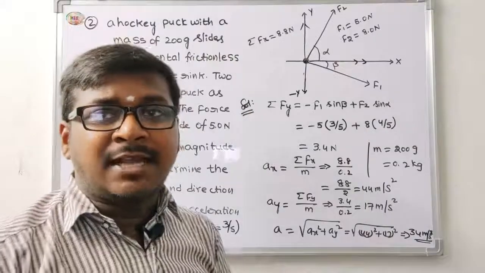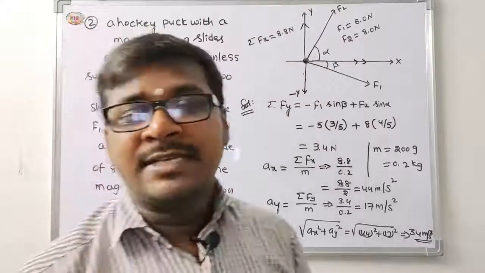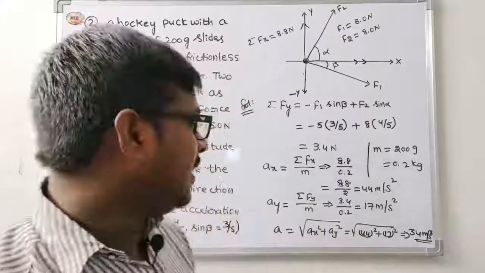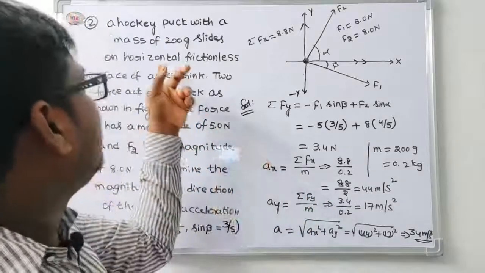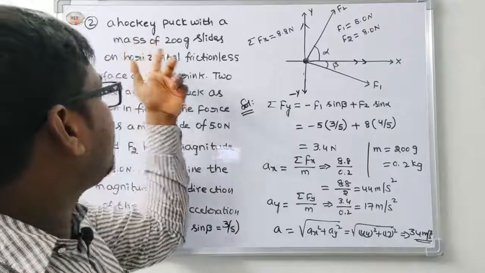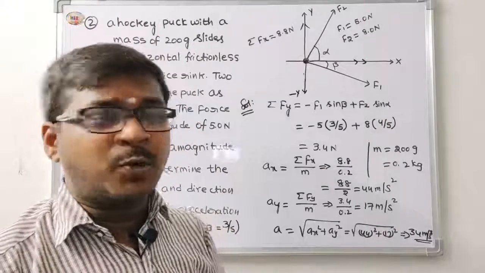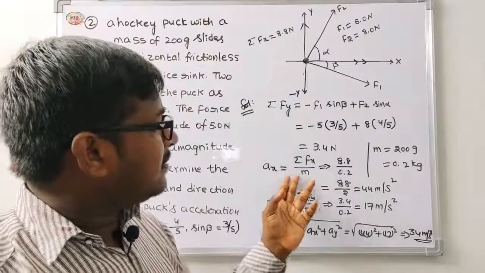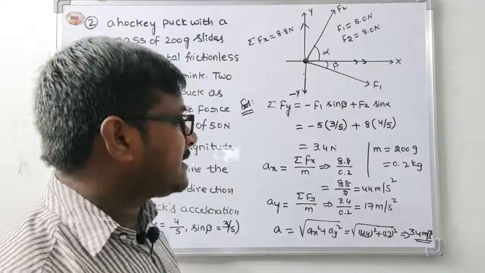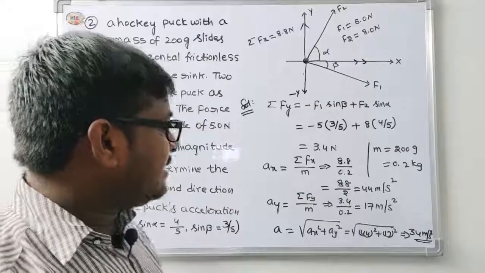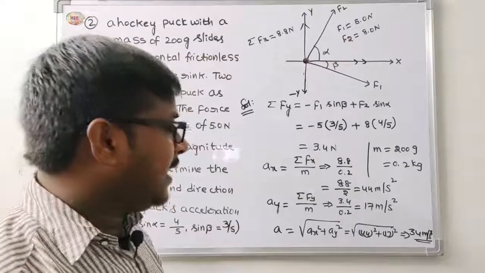According to Newton's second law, taking the components separately along the x and y axes, we find the acceleration. ax is equal to sigma Fx by m, that is equal to 8.8 by 0.2. Here m is the mass of the hockey puck, 200 gram, which converted to kg is 0.2 kg. So sigma Fx by m is equal to 8.8 by 0.2, that is equal to 44 meter per second square.